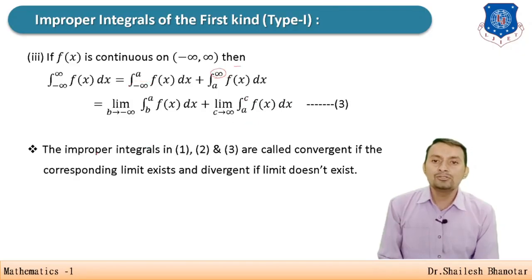So these improper integrals in equations 1, 2 and 3 are called convergent if the corresponding limits exist, otherwise they are divergent.